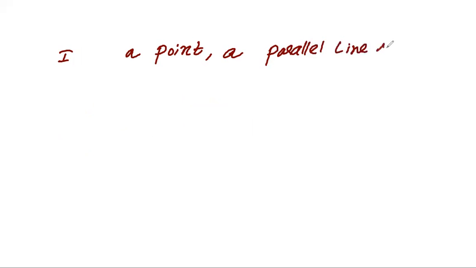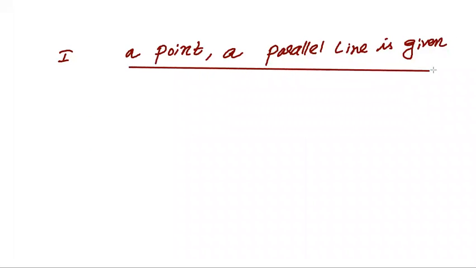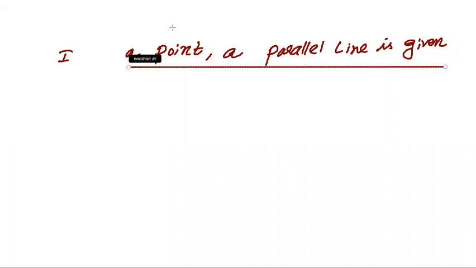when a point and a parallel line are given. Important. Listen. Assume that you have a line L with you. It's very easy, topics are very easy. That line is in 3D. We need to find the equation of the straight line.